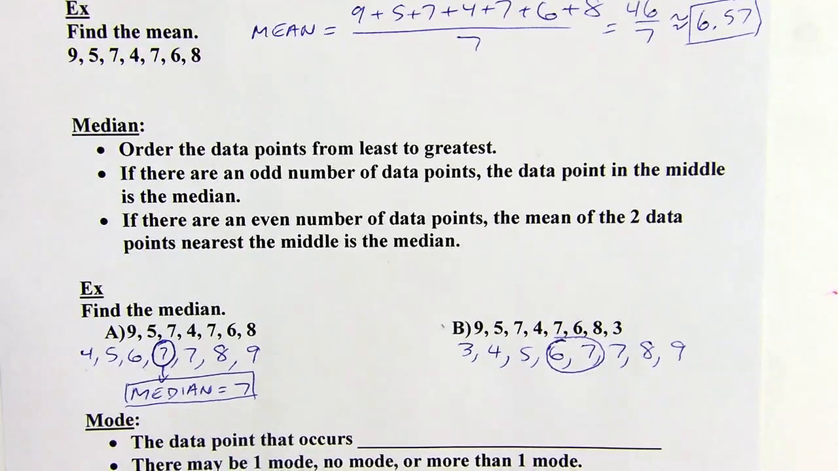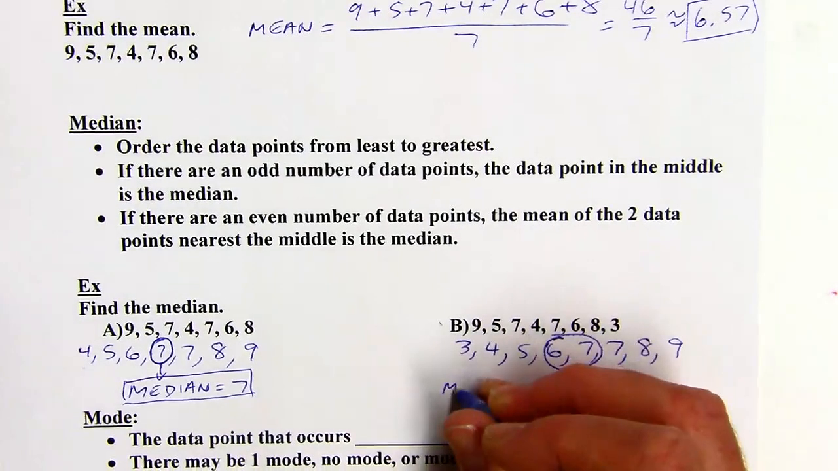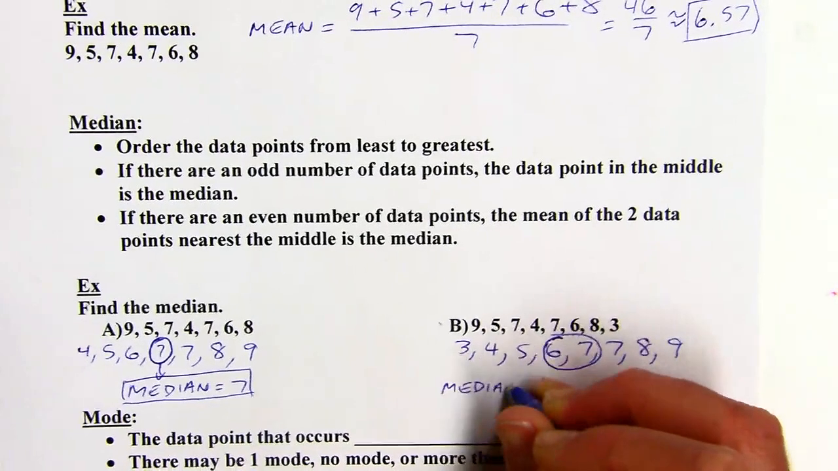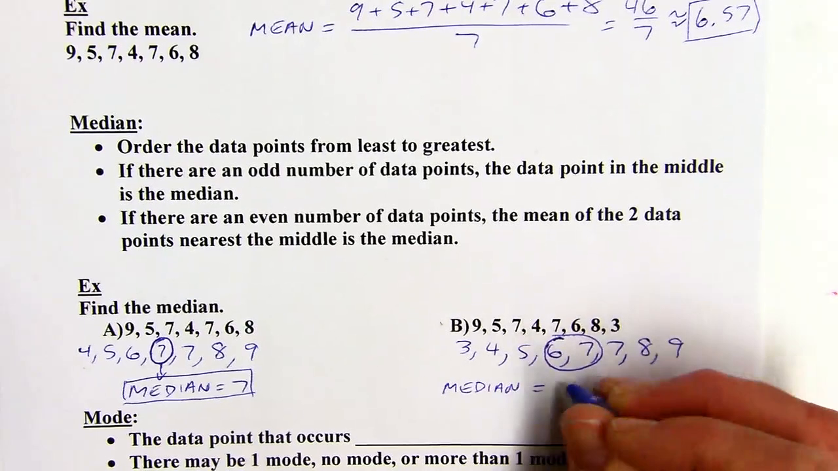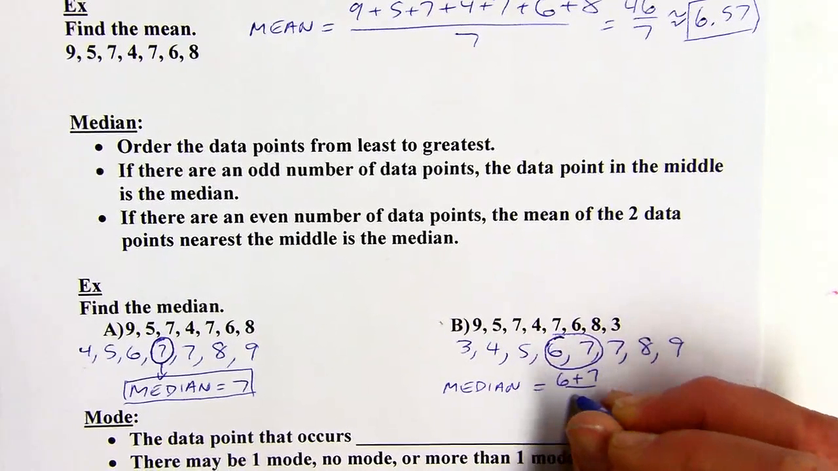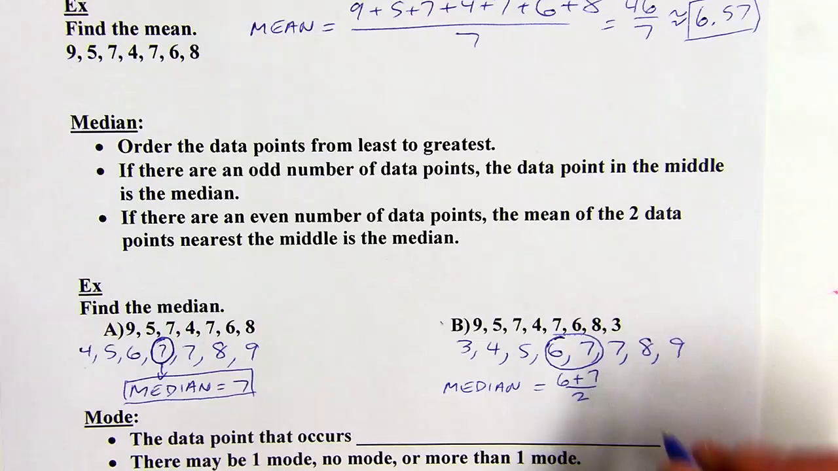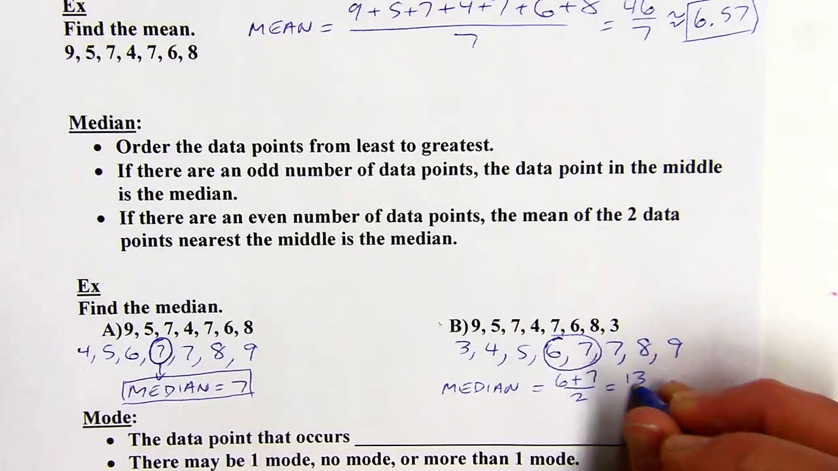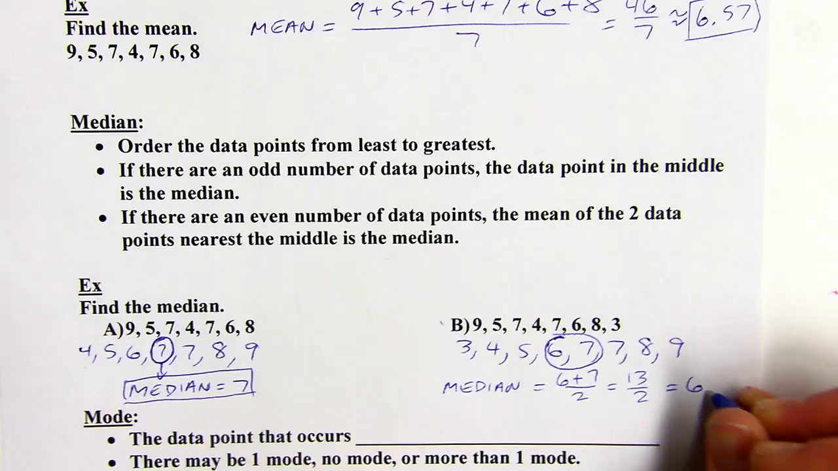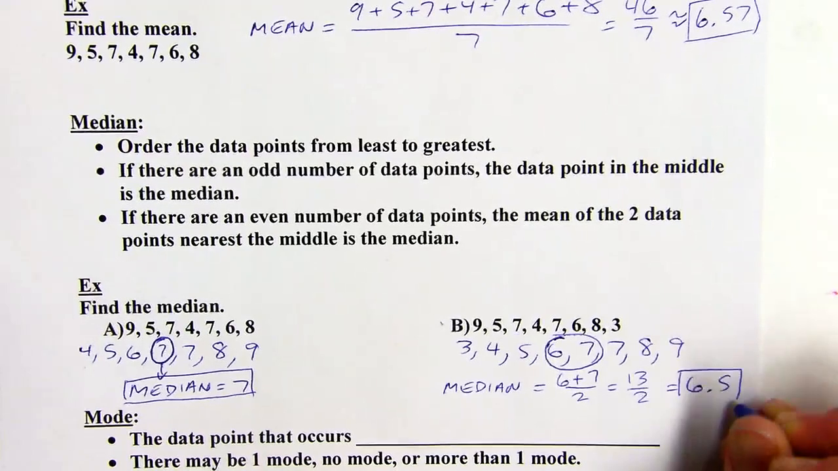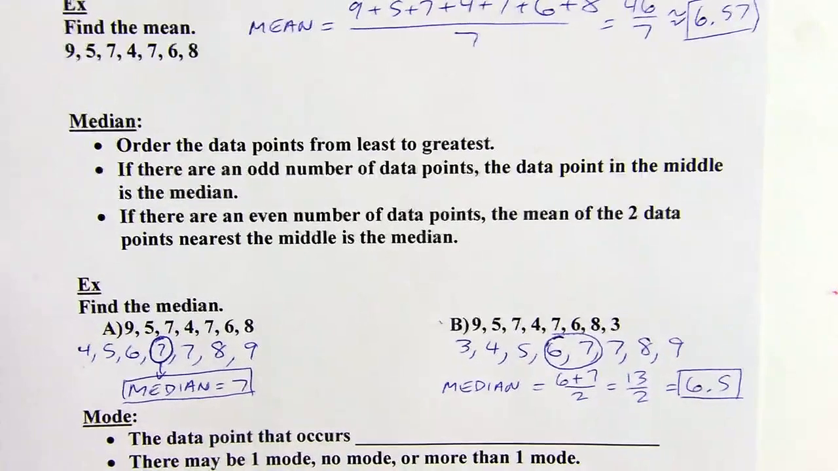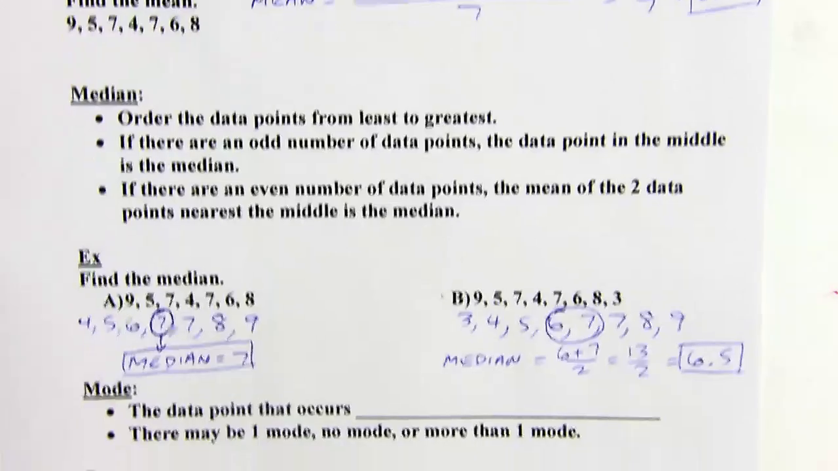So what we're going to do in this scenario is to average those 2 numbers that are closest to the middle. So my median here, I'm going to average 6 and 7. So I'll add them together and then divide by 2. That would be 13 over 2, or 6.5. Makes sense. 6.5 is directly between 6 and 7 on the number line, right? So that's the median of that set of data points then.